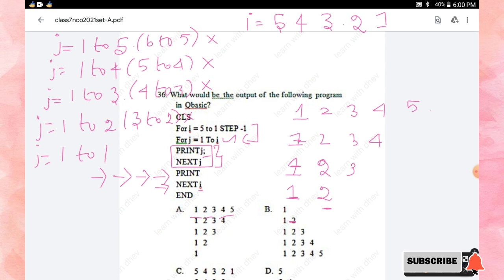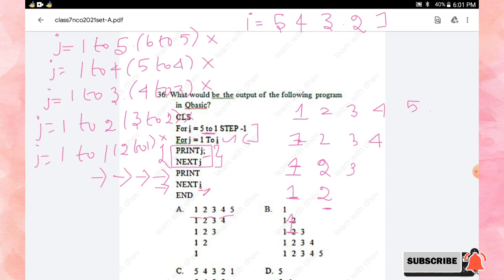So 1 to 1 means this loop will get iterated for 1 time, and it will execute this loop statement, which means 1 will be displayed. What will happen now? Yes, again the J value gets incremented, but the condition will fail, 2 to 1. So the inner loop will stop the execution, as well as the I value gets decremented, it becomes 0. So 0 is not our condition. So this outer loop will also stop its execution, and finally the program will end.